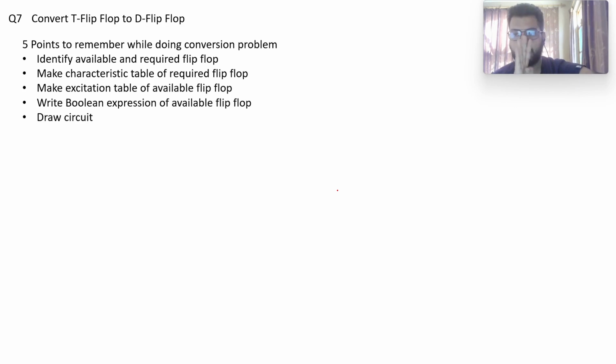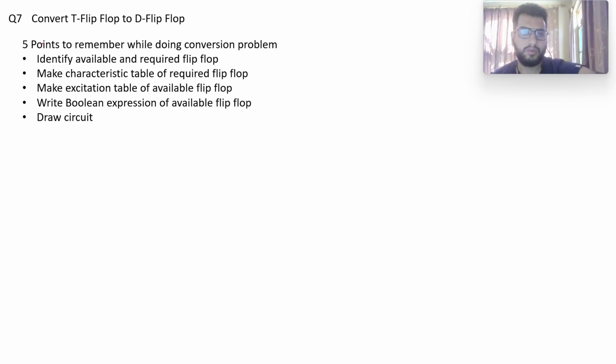So 5 points you have to remember. First of all, you need to identify the required and the available flip-flop. Number two, you need to make the characteristics table of the required flip-flop. Number three, you need to make an excitation table of the available flip-flop. Number four, write the Boolean expression of the available flip-flop. Number five, using that Boolean expression, you can draw the circuit.